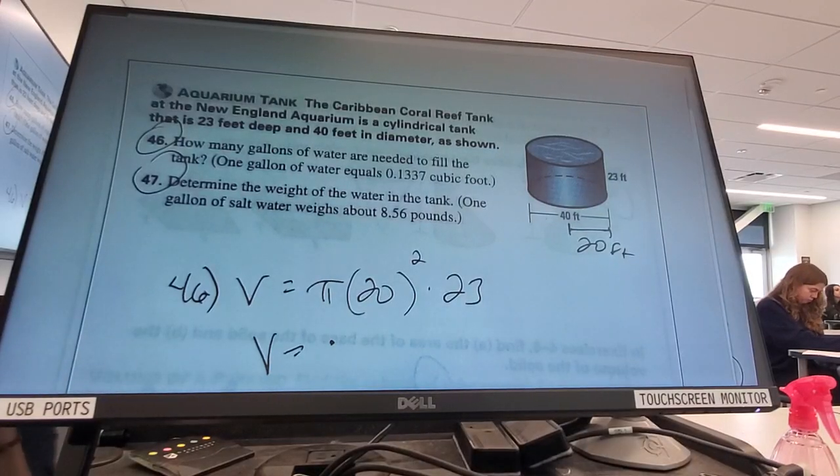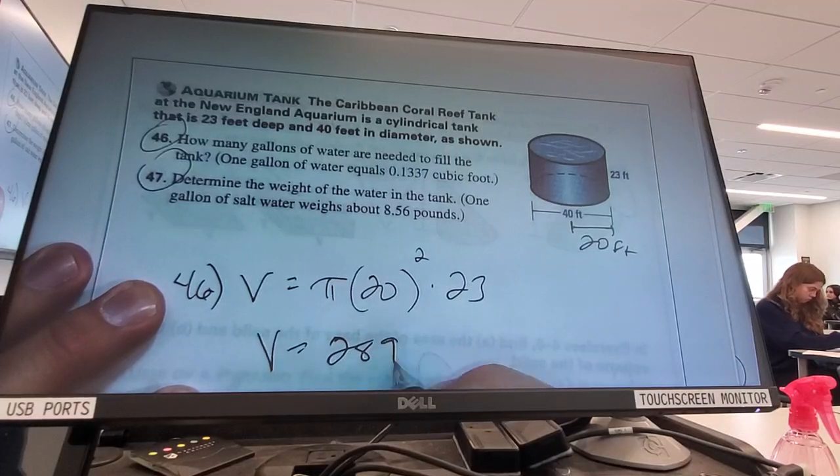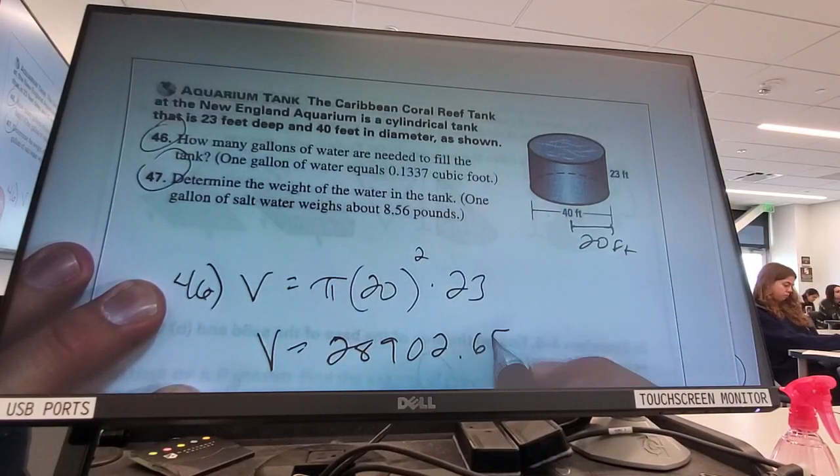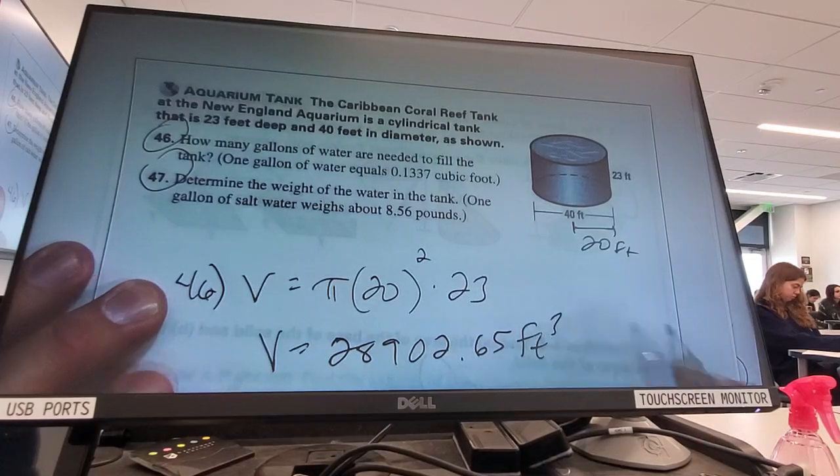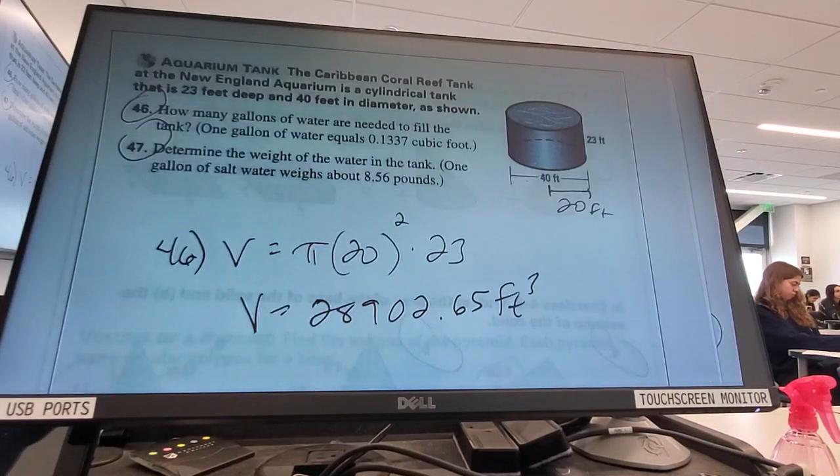Let me see how much patience you have. Do it one more time. I'm sorry, Leah. 28,902.65. And what's the units on that? Feet cubed. Good. So I want to change that into gallons of water.